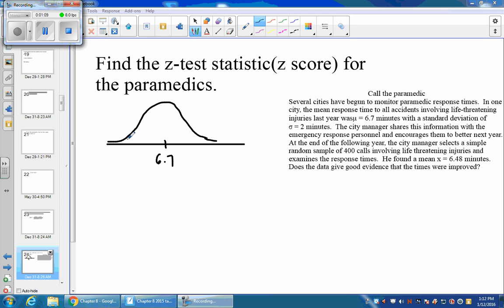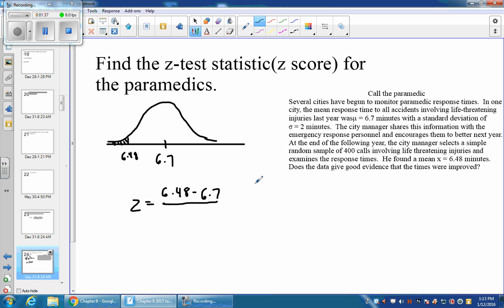Now, our alternative hypothesis was that it reduced the time. So since we reduced the time, we're just going to check on the bottom end down here. When we looked at this, we found a mean of 6.48. So our goal with our test statistic is to find what's our z-score for that value. So our z is our x value, 6.48, minus our mean over our standard deviation.